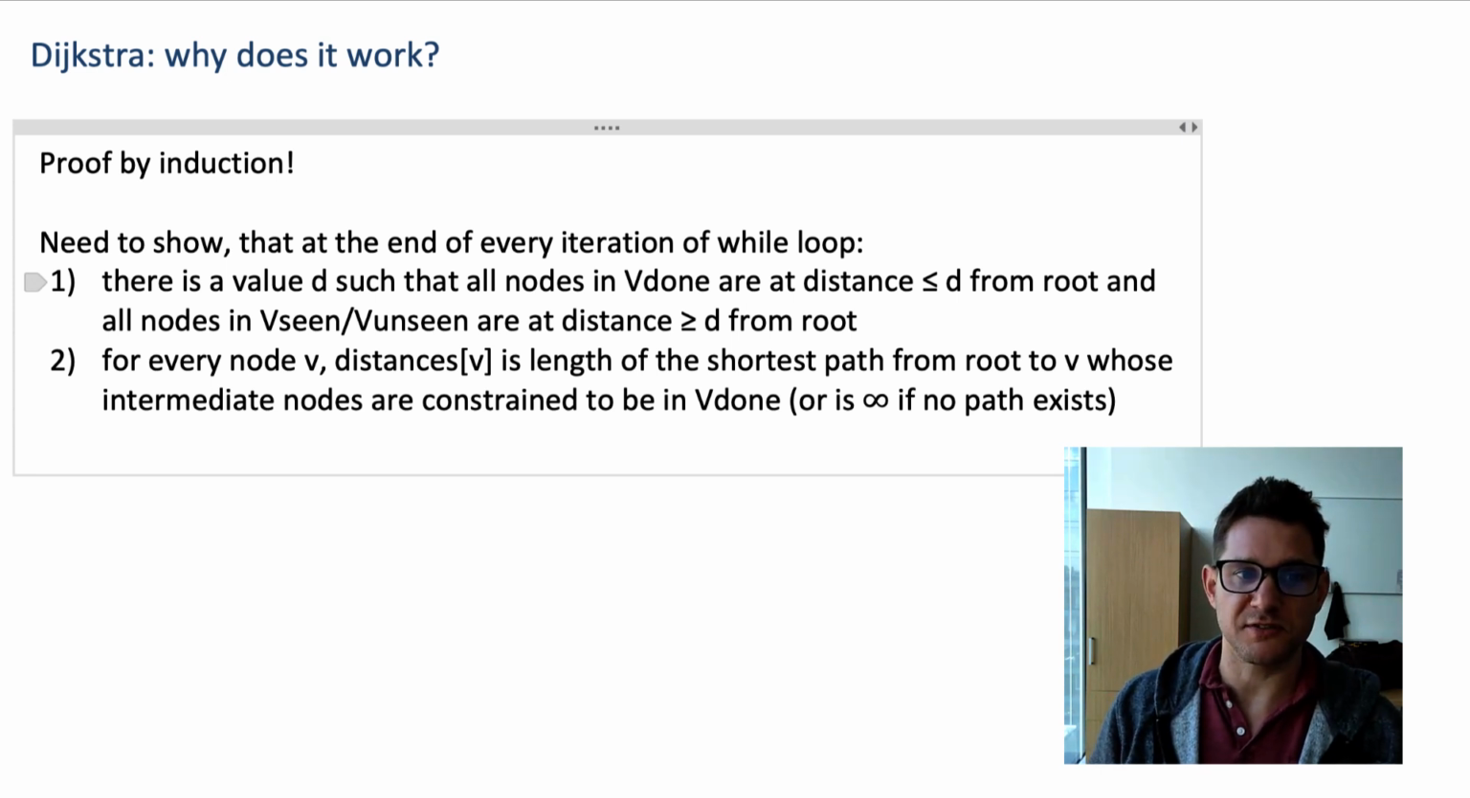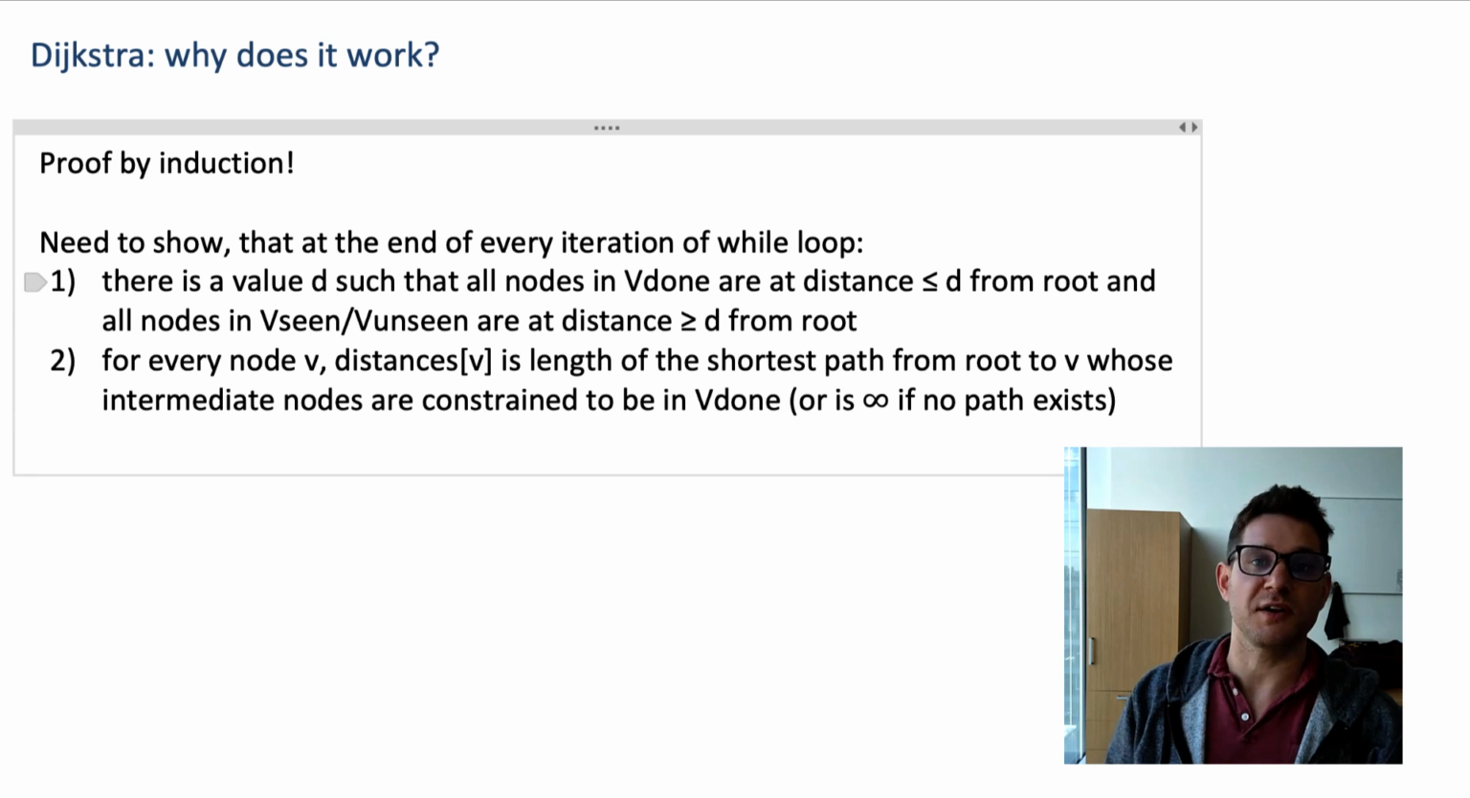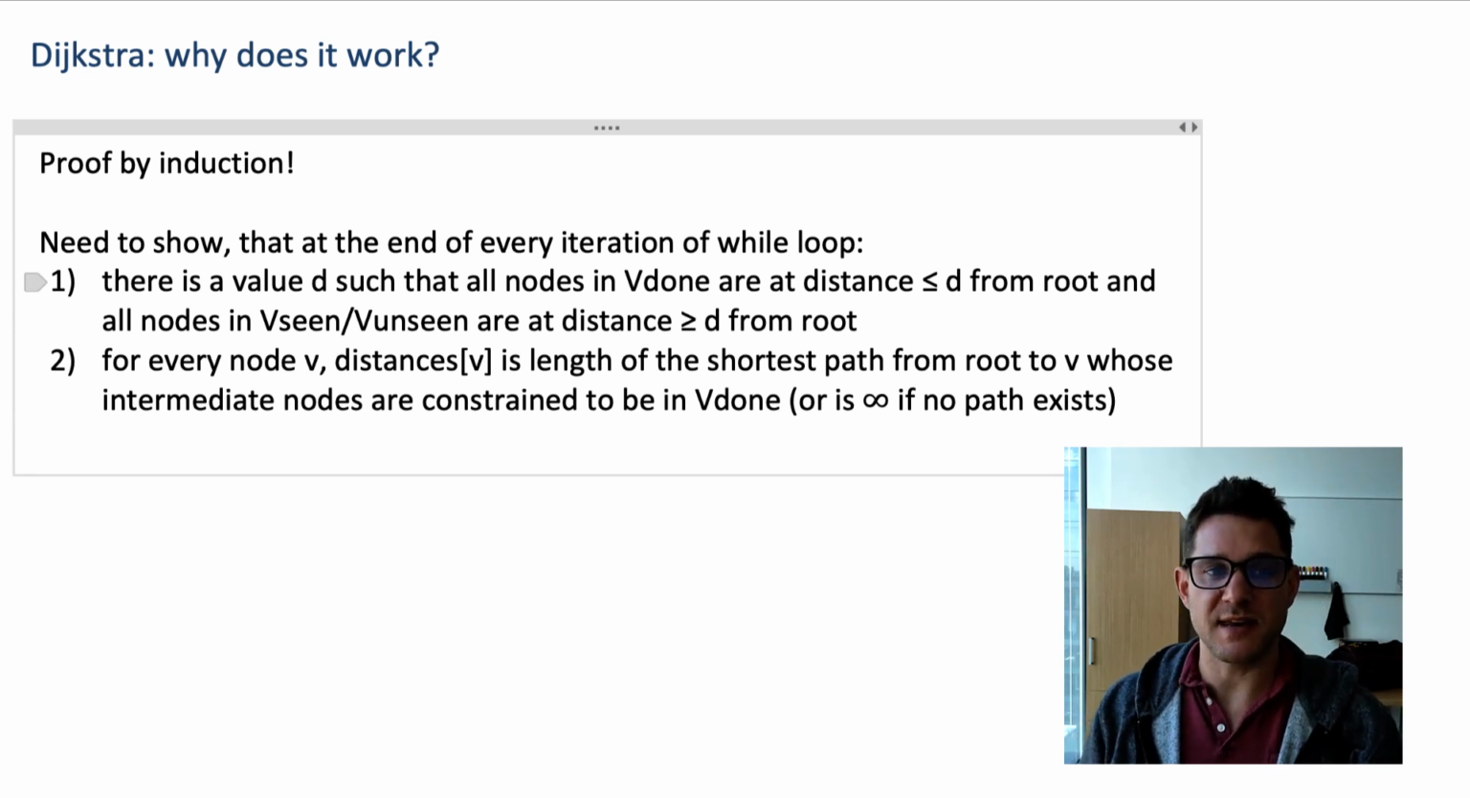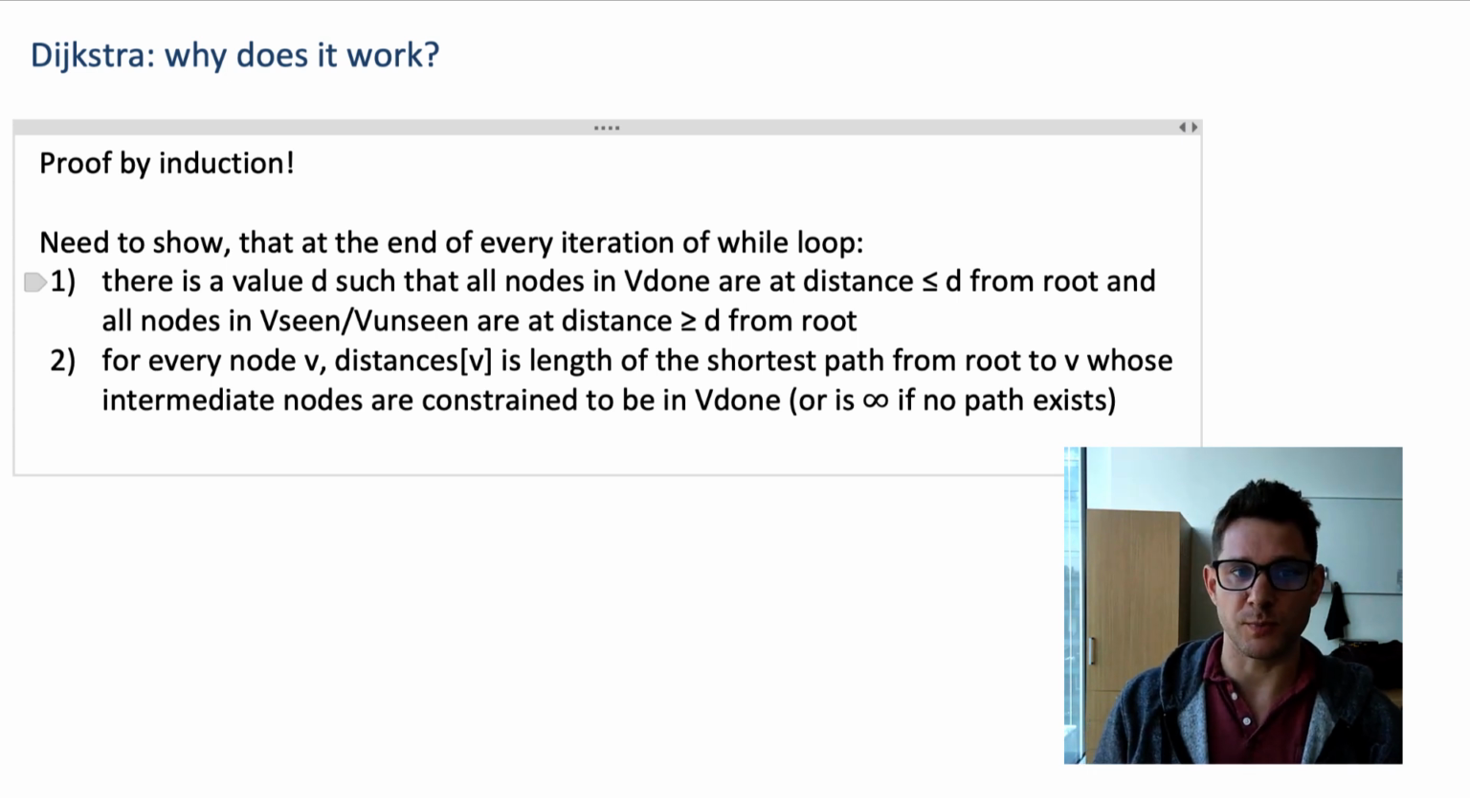Every time you process a node, you pull it off of the heap and you process it by looking at all of its neighbors. At the end of that iteration of the loop, you're going to find that two facts are true.